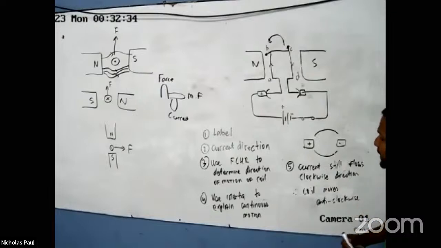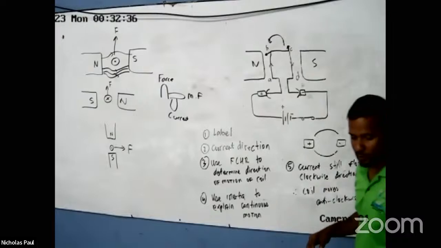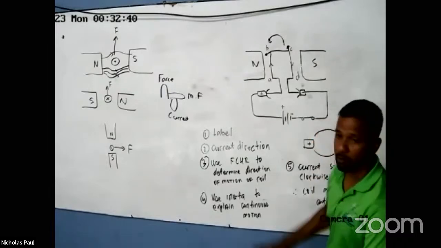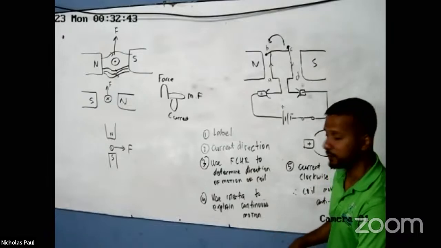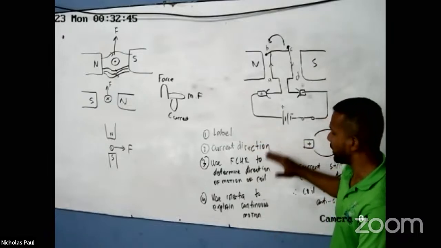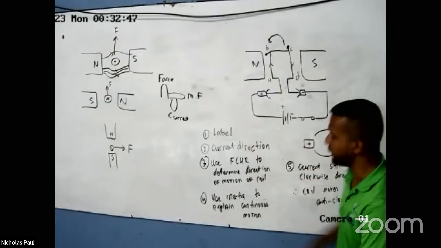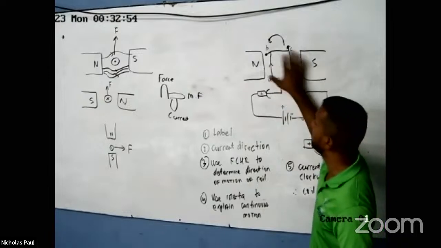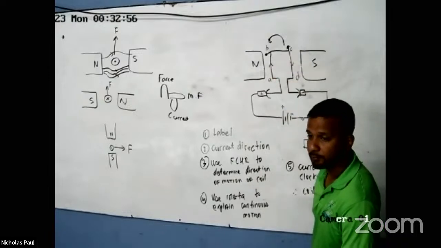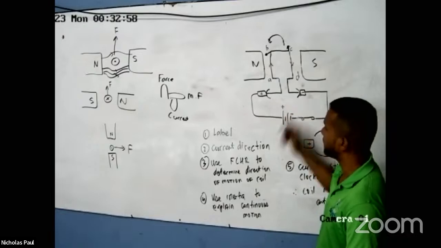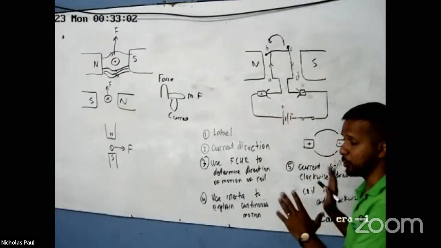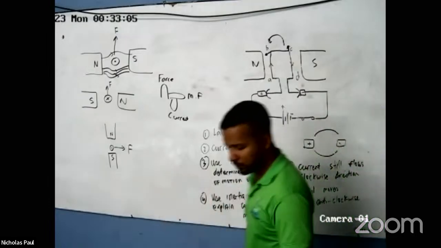So I'll just give you 5 quick steps for you to explain the motor. Don't try to learn a paragraph or understand 5 different things. Label, current direction, left-hand rule, talk about inertia, and then say the current is in the same direction. The current will always move clockwise. That's the beauty of these split rings. Are you okay with that? So that's the motor. Let's shift now to generator.